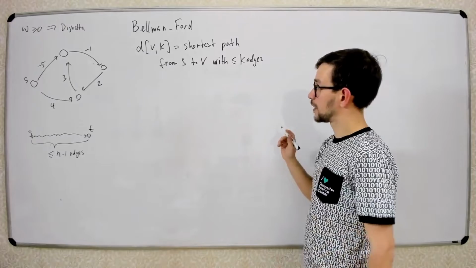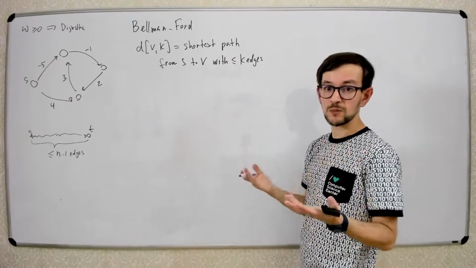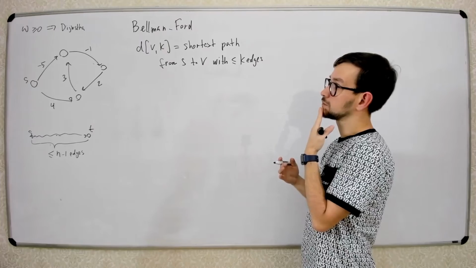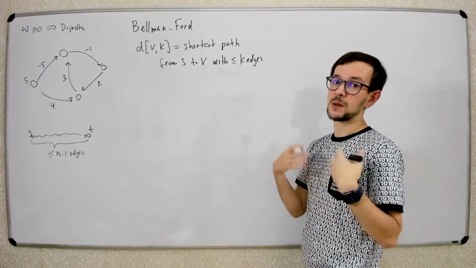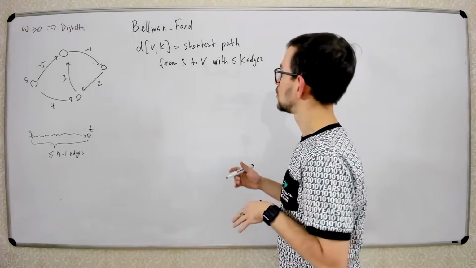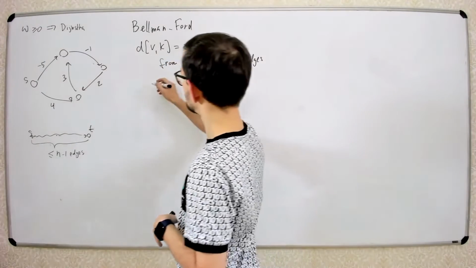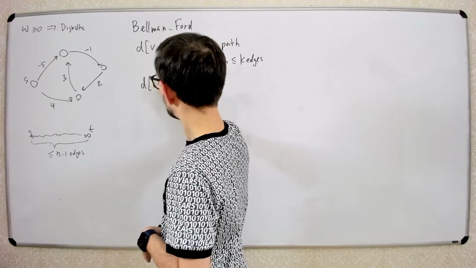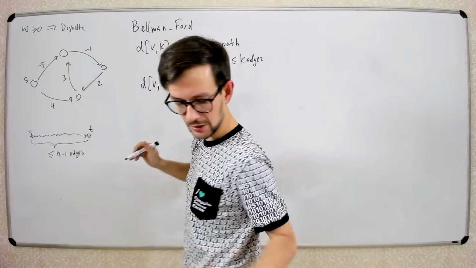Okay, how to calculate these values? Well, let's remember how dynamic programming works. First, when you make a dynamic programming, you need to make some starting values. So, for example, here, if k equal to 0, d_v^0.